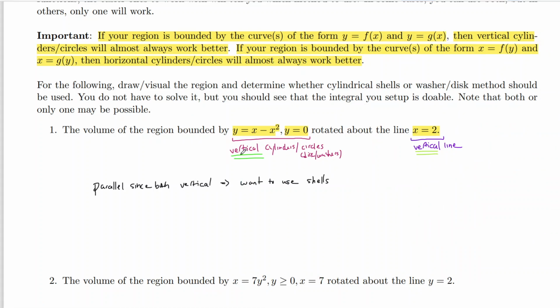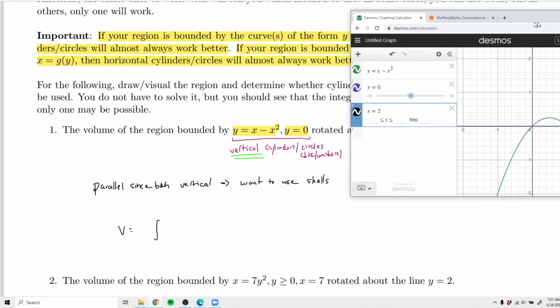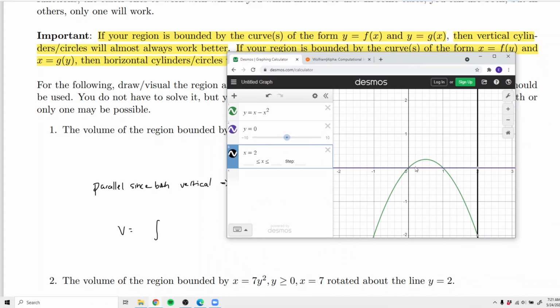Now, I didn't want to do anything else in this section, just really kind of talk about it. But if you want to go through and set it up, that's what I just talked about. Then the volume here, which I'm not going to solve for, but we have the bounds on x because we're looking at vertical slabs from 0 to 1. The height is the green minus the purple, so x minus x squared, then minus 0. And the radius is 2 minus x.